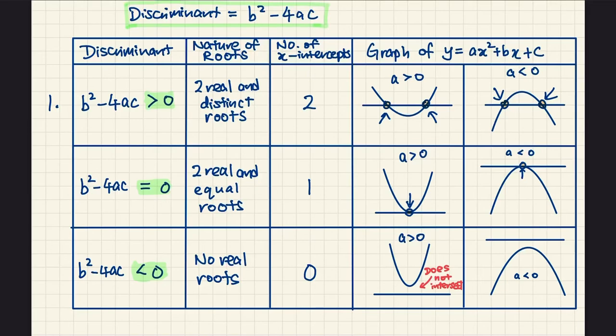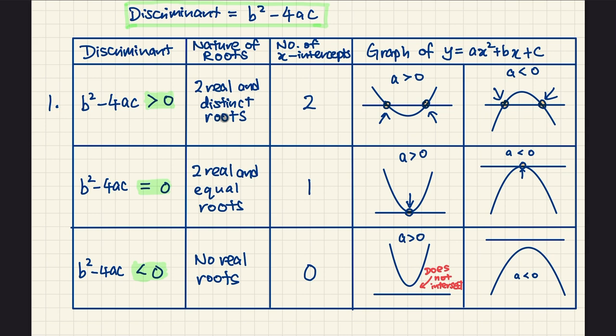Right, so today I'll be talking about the discriminant, which is this whole idea of b squared minus 4ac, and I'll be talking about what each of the cases of b squared minus 4ac tells you. So, for example, in the first case, we have b squared minus 4ac greater than 0, strictly positive.